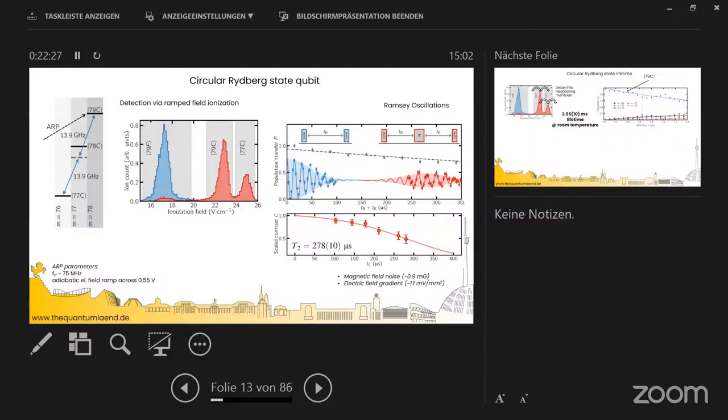This has to do with the residual magnetic and electric field noise that is on the order of milligauss in our setup, and electric field.